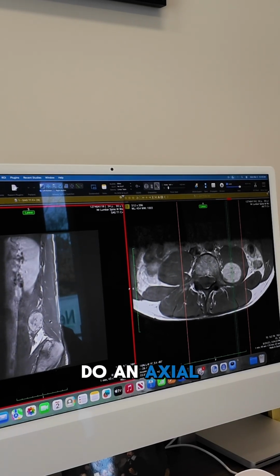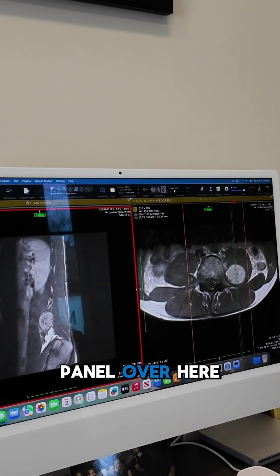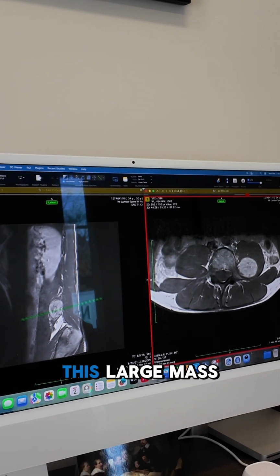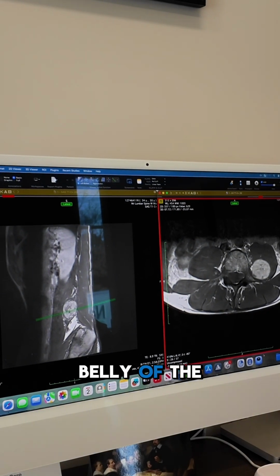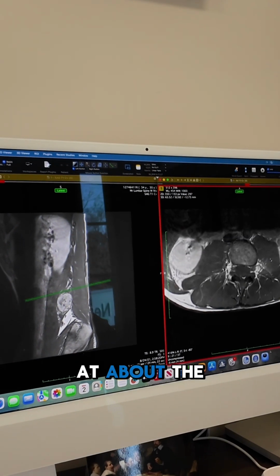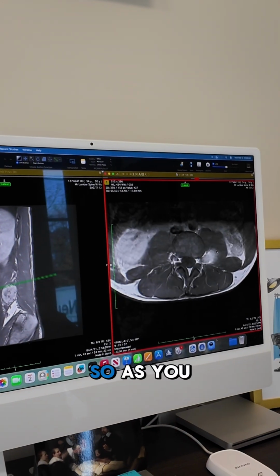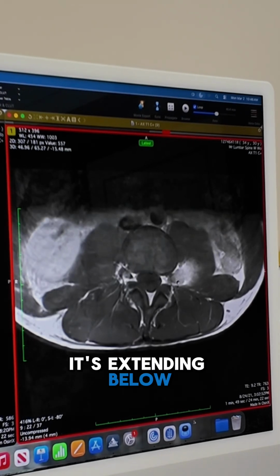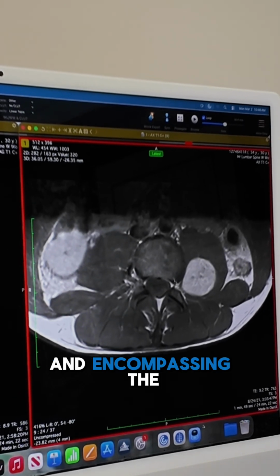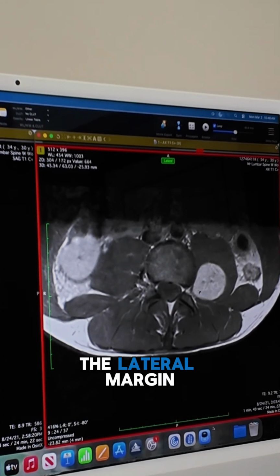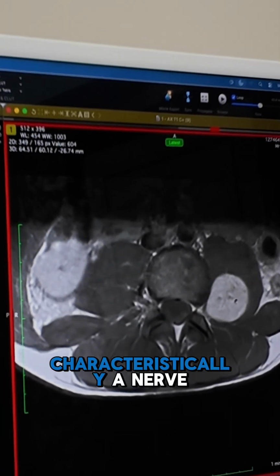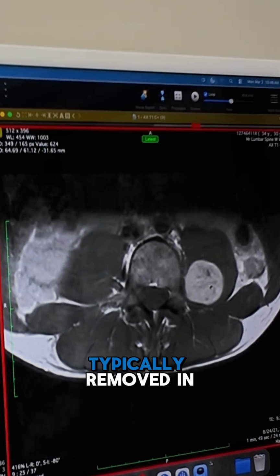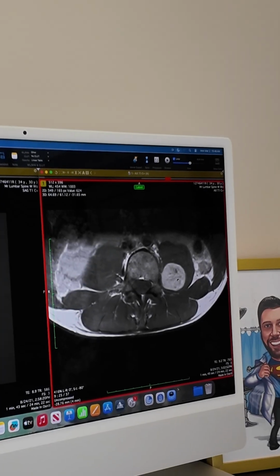Now, when we do an axial cut through this, which is this panel over here, we see that this muscle here is the psoas. And as you can see, this large mass is within the belly of the psoas muscle. And it's coming off at about the L3 level. So as you can see, it's kind of leaving the neuroforamina here, starting here, and it's extending below L3 down and encompassing the entirety of the lateral margin of the spine. And this is characteristically a nerve sheath tumor. It's usually benign, and it is typically removed in a near en bloc fashion if possible.